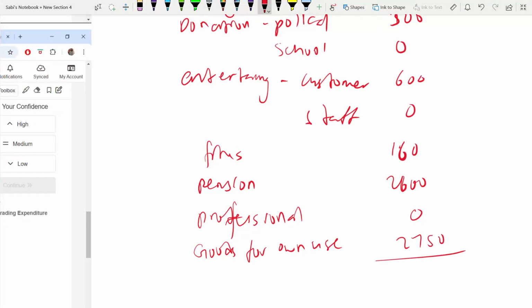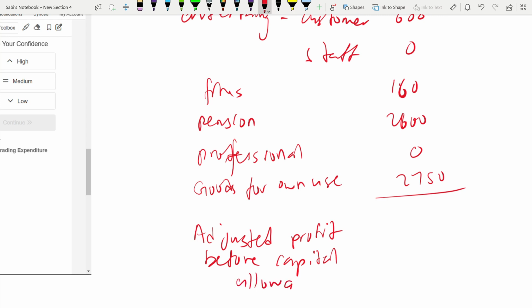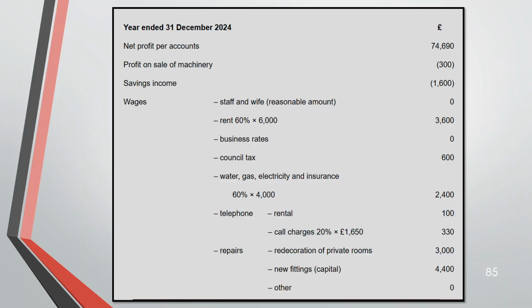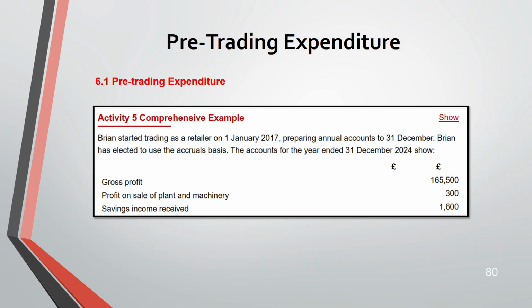Now, so the before capital allowance, this is your adjusted profit before capital allowances. How much? 97,080. So this is the answer for the last activity, that is activity 5.